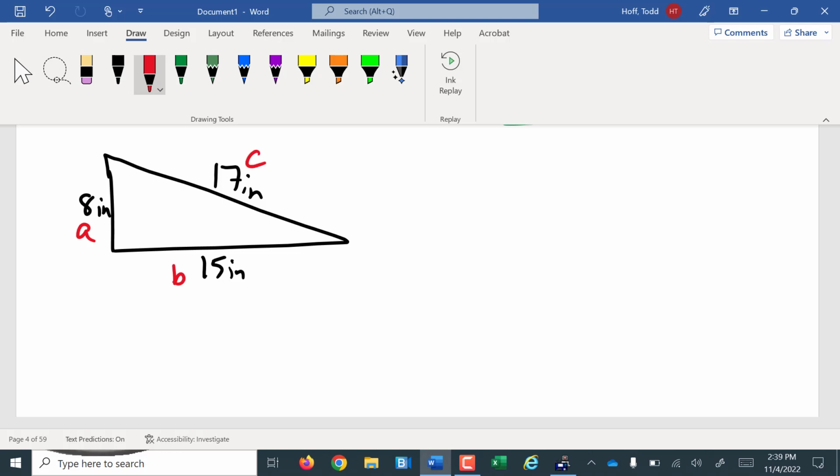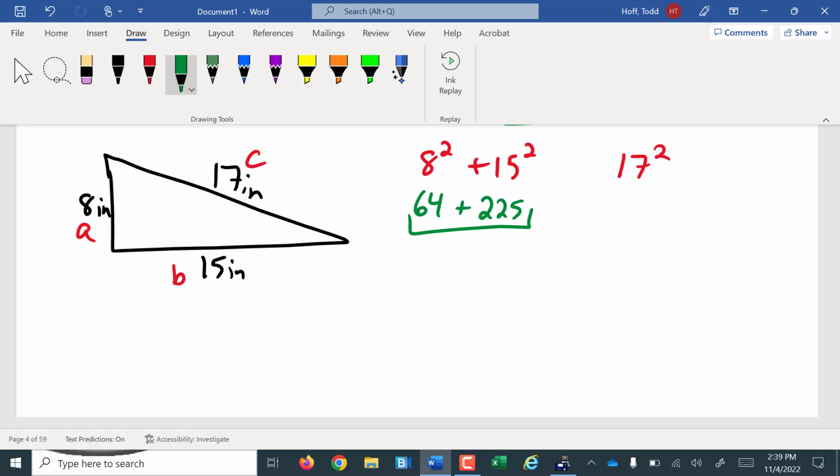Now, I'm not going to put an equal sign here because I don't know if they're equal yet, but it would be 8 squared plus 15 squared, and the other side would be 17 squared. 8 squared is 64. 15 squared, 225. If I add those together, I get 289. What's 17 squared? 289. So those are equal. So this is a right triangle with a right angle where? Between the 8 and the 15. So the area is 15 times 8 divided by 2, otherwise known as 60 square inches.